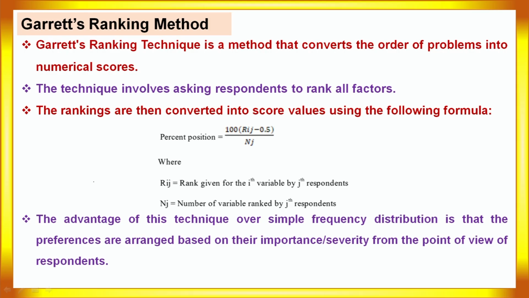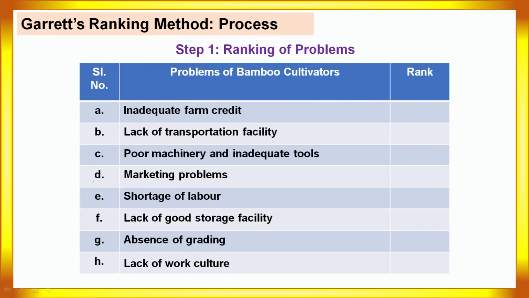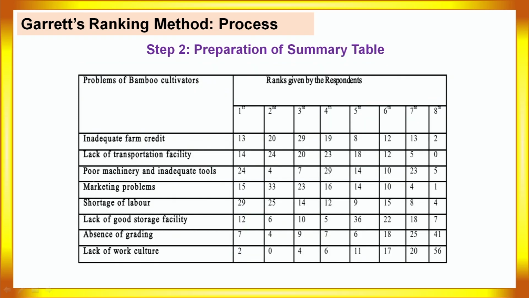Now, in the next step, this is one of the templates, where you are judging the problems of bamboo cultivators. There are maybe 8 particular problems. This is provided to the respondents to rank them according to their order of preference or seriousness of the problem. After that, once you get all this rank data, you need to convert it into a summary table.